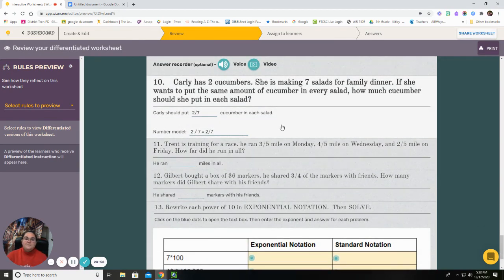That's your number model. Using a division sign isn't always an option. Some people don't know how to do it, and that's okay. I will take your answer like this. That's what I would have taken.